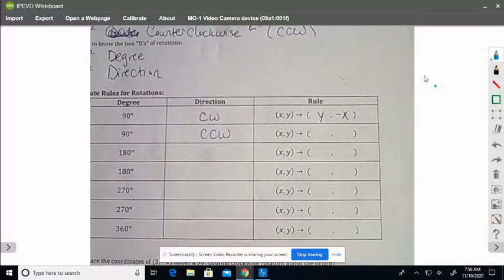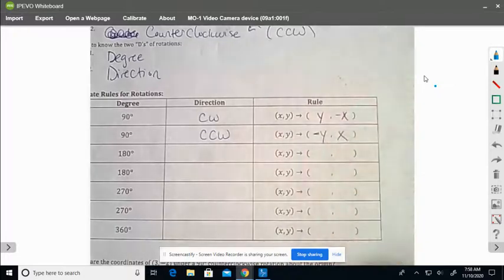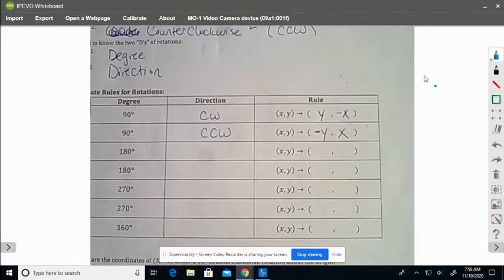If we go 90 degrees counterclockwise, it would be negative Y, X. So change the sign of Y and flip them.